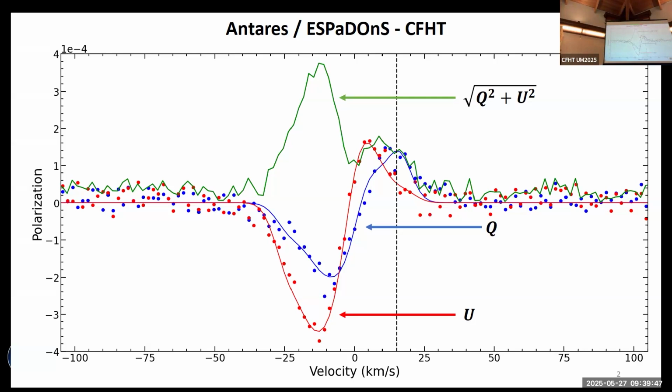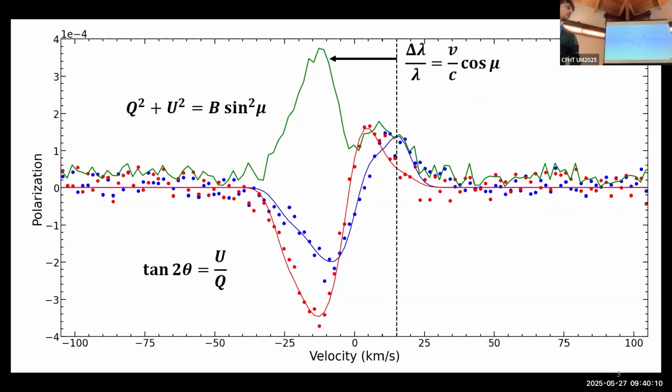The answer is not from the Zeeman effect, but this linear polarization signal is due to brightness inhomogeneities which are caused by the large convective cells present at the surface of red supergiants. Knowing that this signal is due to brightness inhomogeneities, it opens the path to produce spectropolarimetric images of the star. But first of all, in a nutshell, how can we produce images of the star using spectropolarimetry?